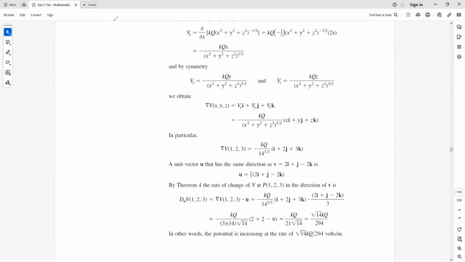In the next lesson, we will see how to compute the equations of tangent planes and normal lines.